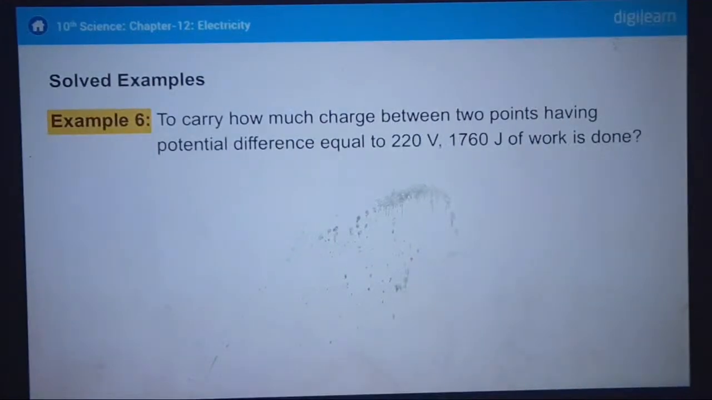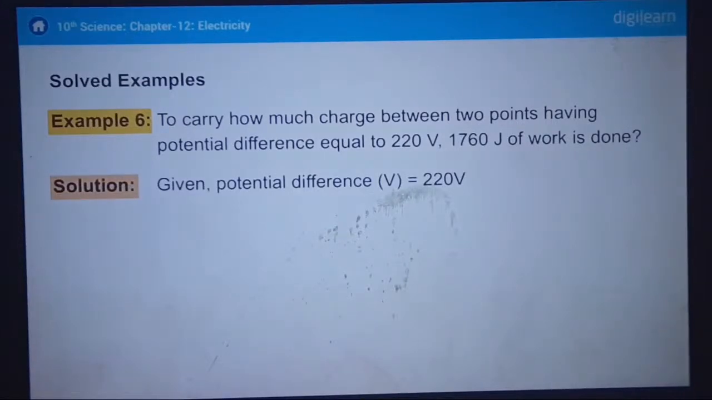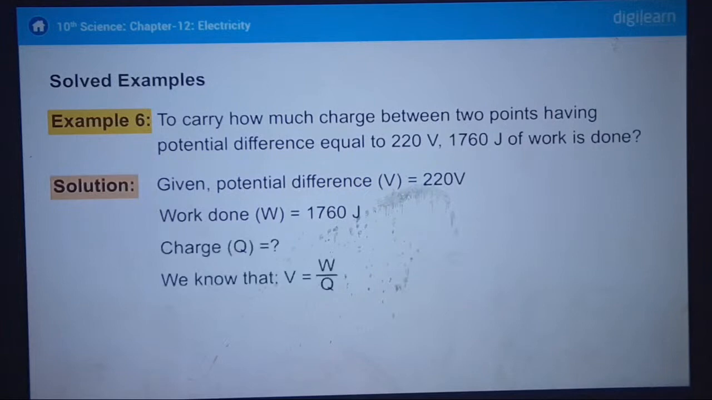Example 6. To carry how much charge between 2 points having potential difference equal to 220 volts, 1760 joules of work is done. Solution: given potential difference V equal to 220 volts, work done W equal to 1760 joules. Charge Q to be found out. We know that V equal to W by Q, or Q equal to W by V, or Q equal to 1760 joules divided by 220 volts is equal to 8 coulombs.